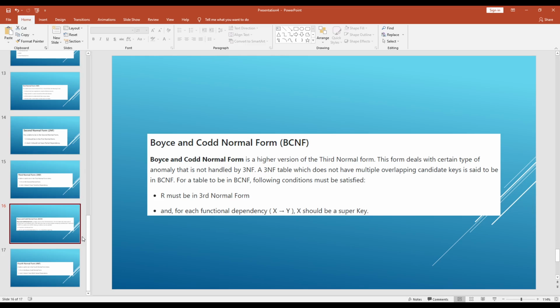Why is BCNF used? Boyce-Codd normal form, or BCNF, or 3.5NF, is a normal form used in database normalization. It is a slightly stronger version of the third normal form, 3NF, created to address certain types of anomalies not dealt with by 3NF as originally defined.